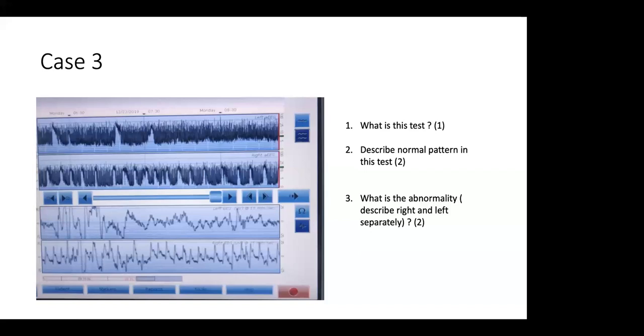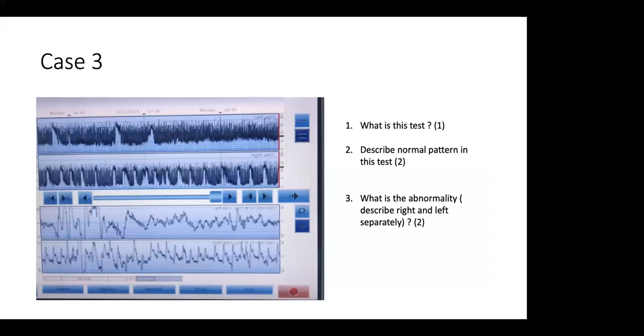Based on this, you would see HIE 1, 2, and 3. In HIE 1, you would have continuous normal voltage. In HIE 2, you would have a discontinuous normal voltage or a burst suppression. And in HIE 3, you would have isoelectric flat trace.